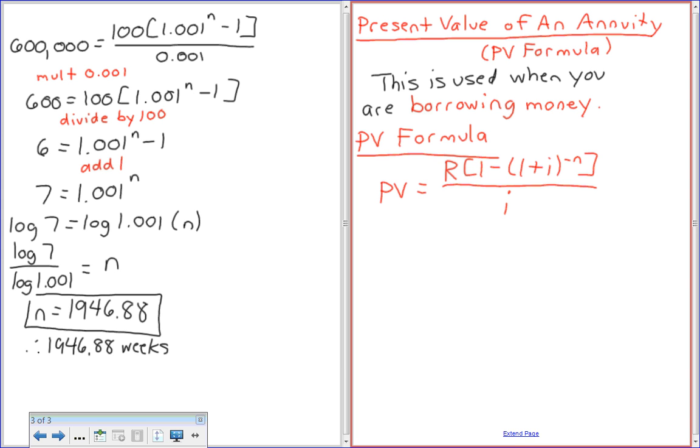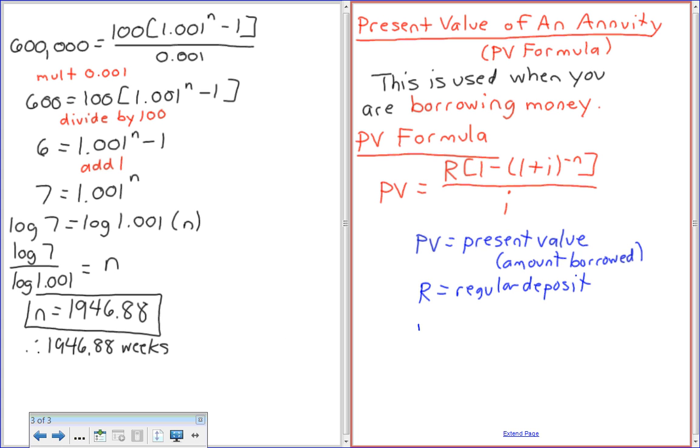As usual, PV is present value. That's going to be the amount borrowed. R is going to be a regular deposit. I is going to be interest. And n is going to be time.